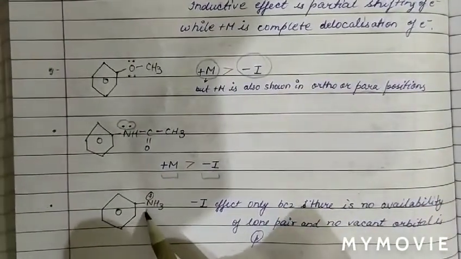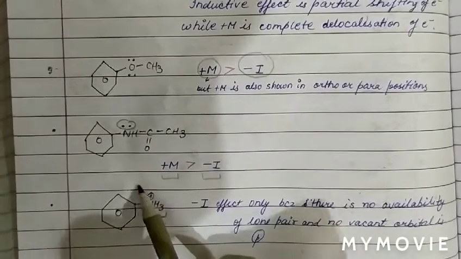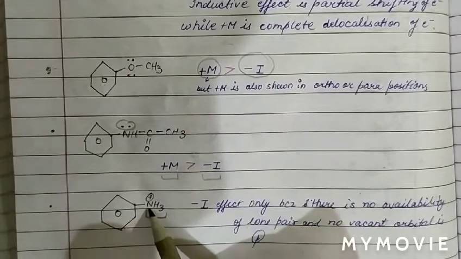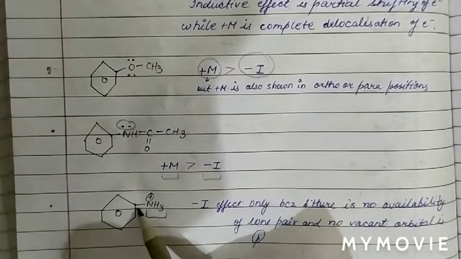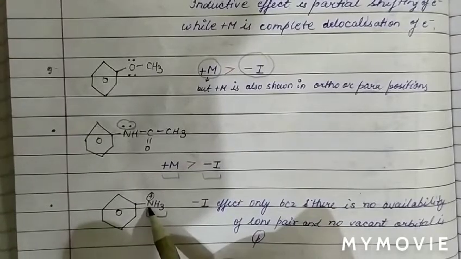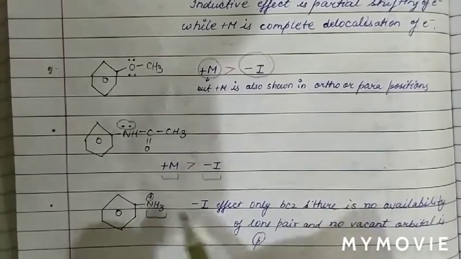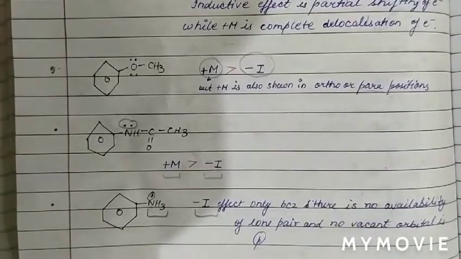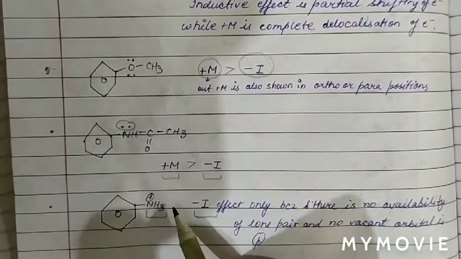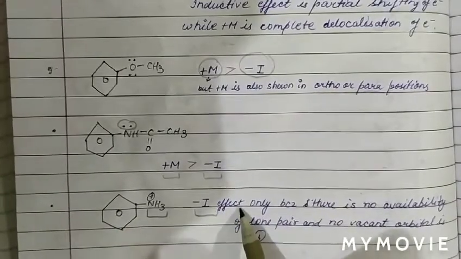The next case is benzene attached with NH3+. So this we call anilinium ion, because on nitrogen there is no electron pair. Because on nitrogen there is no electron pair, therefore it cannot behave as a plus M group. So it can behave only as a minus I group, because the positive charge on nitrogen is unstable. Therefore it can behave as only a minus I group.